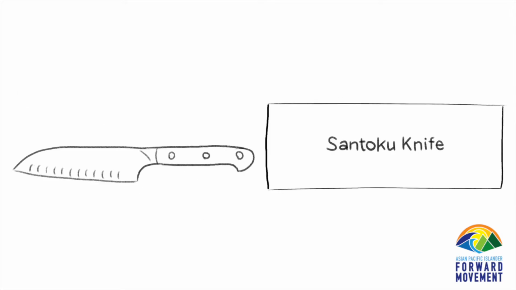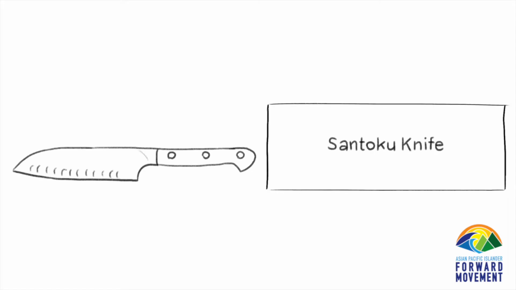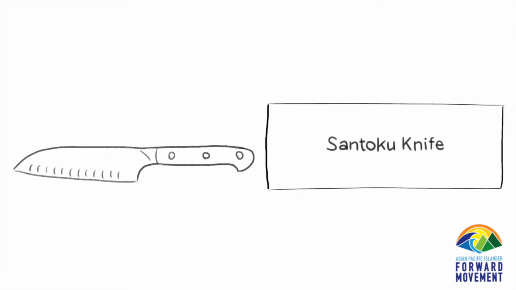Next, we're going to take a look at the Santoku knife. It's really similar to a chef's knife, but this knife has a Granton-style blade. This means that they have a row of identical dimples on the side of the blades.